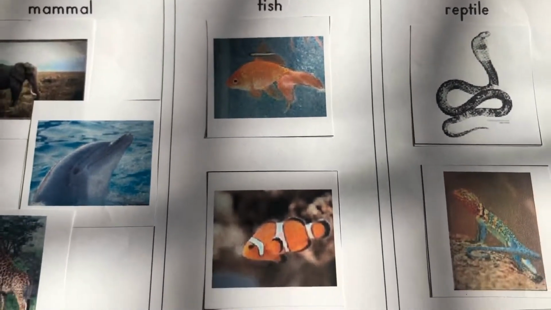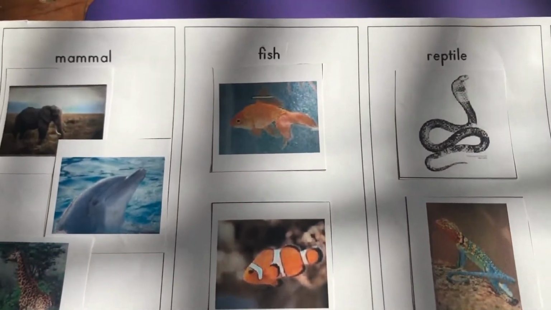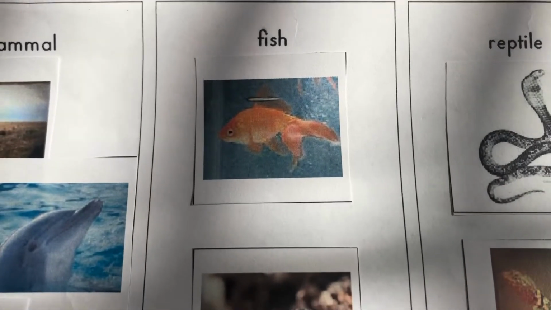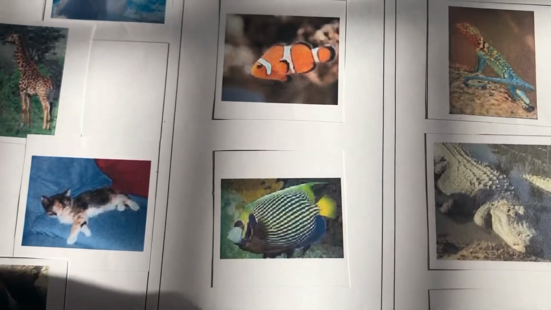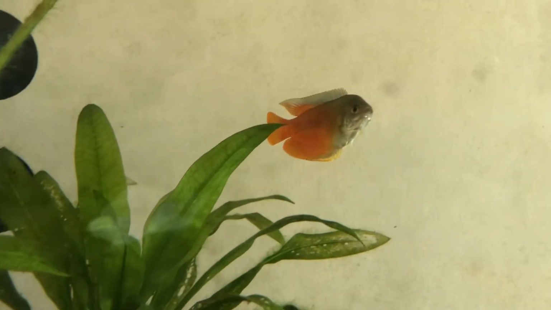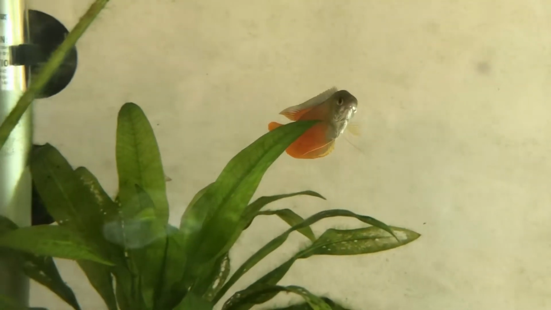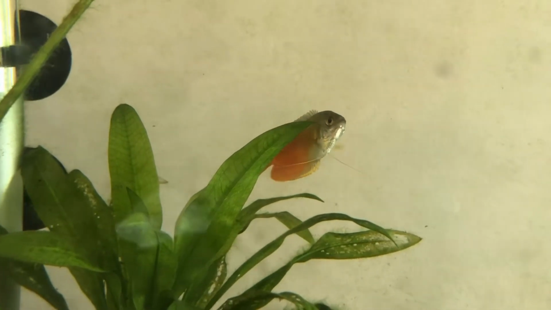Another physical feature that we see in our pictures is that fish also have scales, but that does not apply to all fish, but it does apply to most fish. And here is a real life example of a fish. You see he's using his fins to swim, and he's looking at me like, "Ooh, what you doing?"